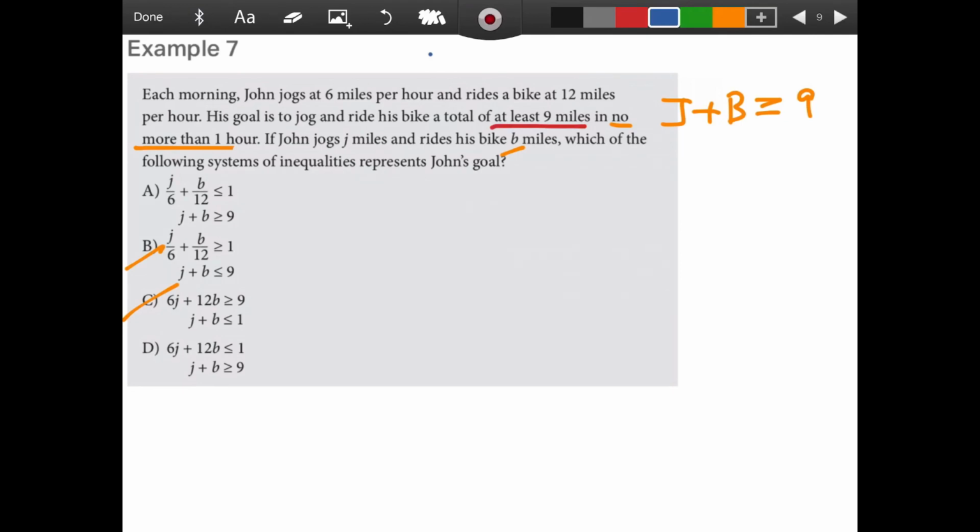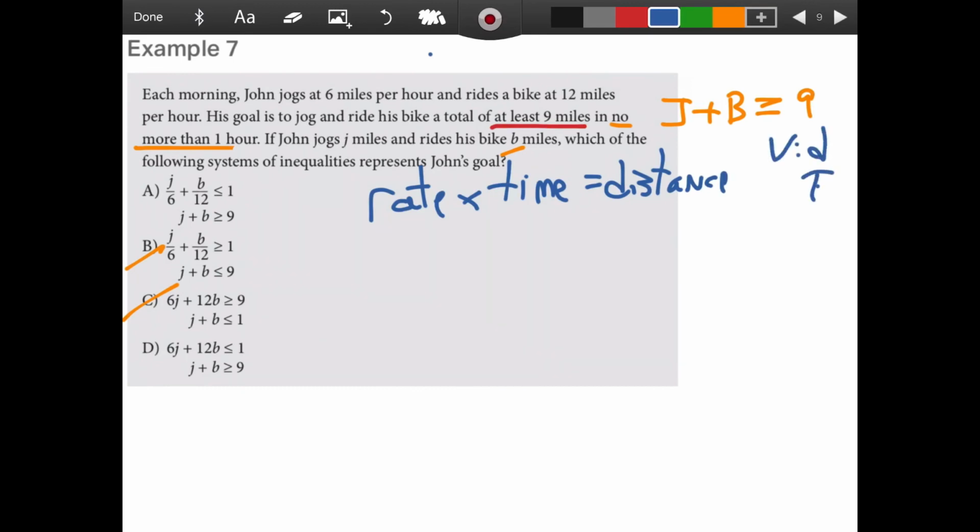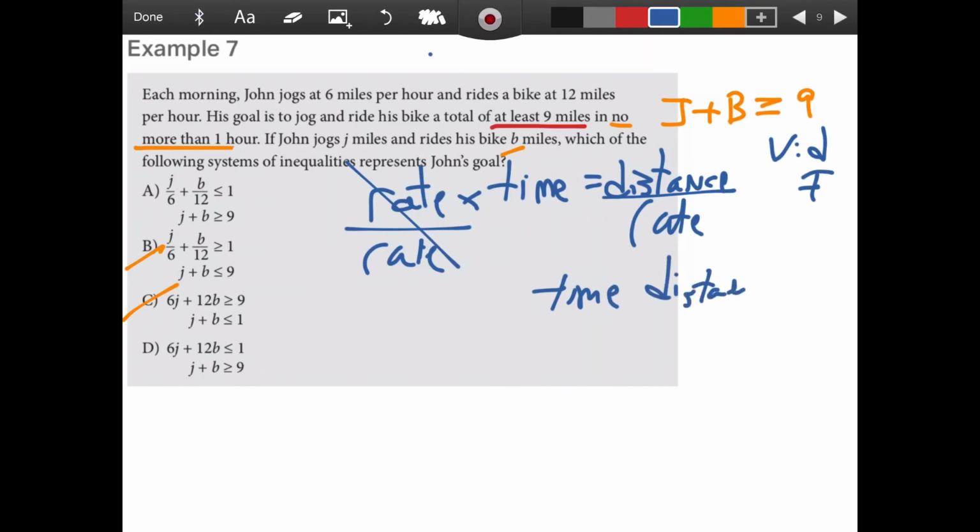Now, if you take physics, hopefully you're going to learn this. What we know is that rate times time equals distance. You may have seen the formula V equals D over T. But in this case, we want to solve for time. That's our second variable, right? We want to know what the time is. So in this case, we're going to divide by rate, and we get that time equals distance over rate.